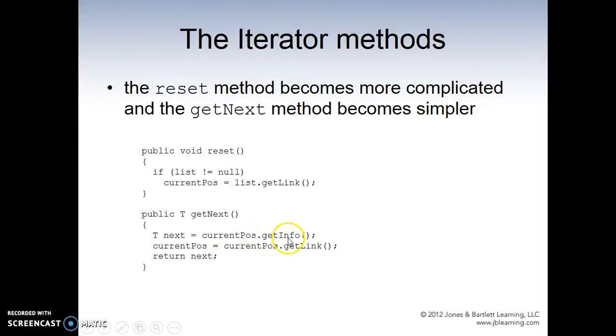Get next: current position.getInfo, put in the next, because get next will return the value, right? Now current position.getLink, that's how we move, equals to current position. And when we move, that's why current position.getInfo always gets the next for you, because we keep moving to the next.